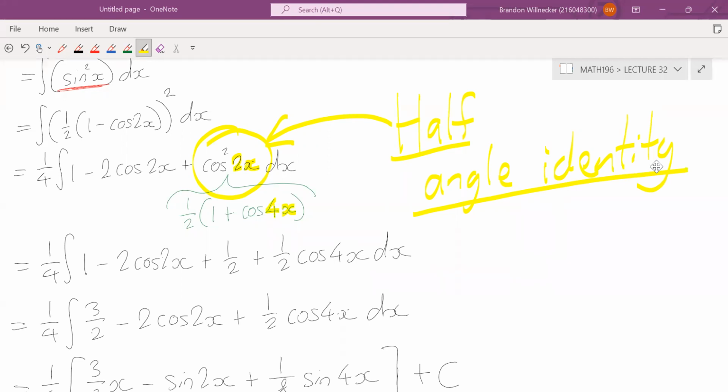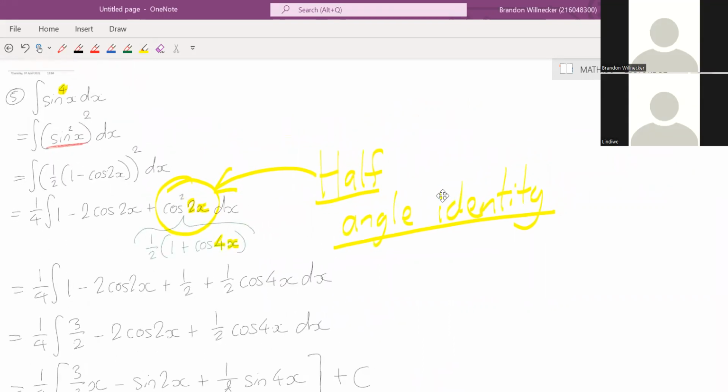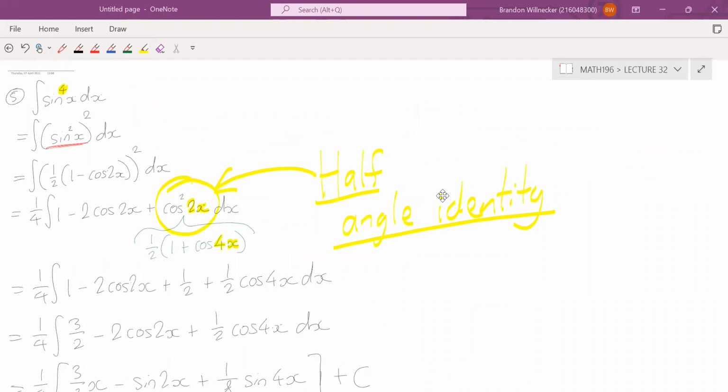Okay, so that is the various cases for sine and cosine. If sine is odd, so we have an odd power of sine, you know how to deal with that. If you have an odd power of cos, you know how to deal with that. If sine and cos have even powers, you know how to deal with that. Okay, so that's all the possible cases for sine and cosine.